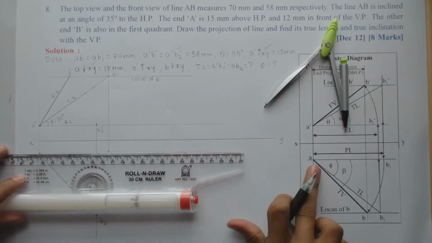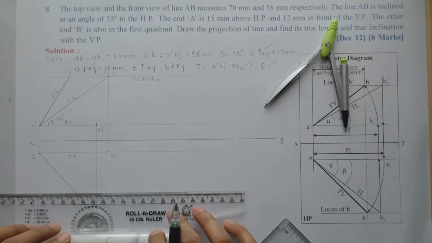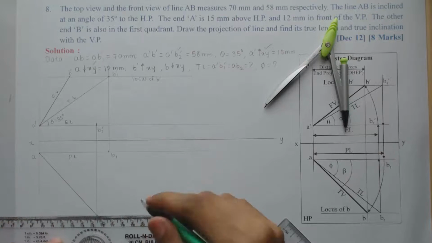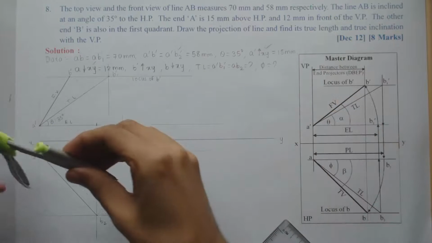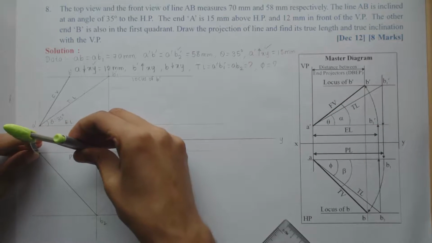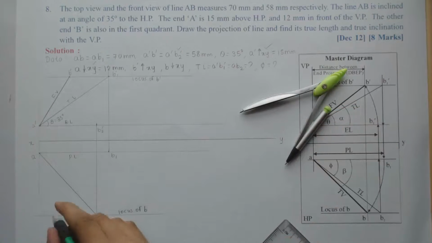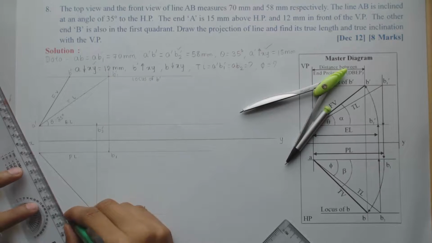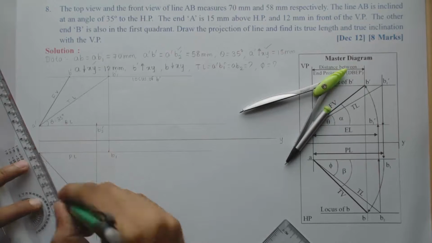Now the remaining part is top view AB. So for that, first I have to locate the locus of B, which will obviously pass through B2. So we are marking the locus of B first, passing through B2. Okay. Now again, taking the plan length in compass, which is equal to the top view, I can produce the arc up to locus of B. So this will give me the final top view of point B. So after joining, I'll get the top view of line AB. Okay.